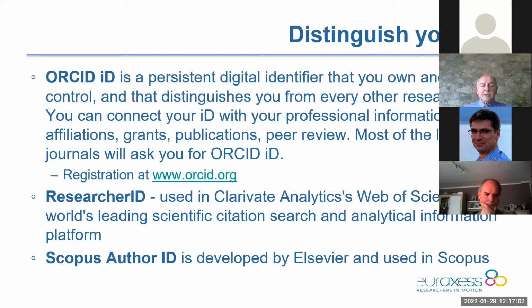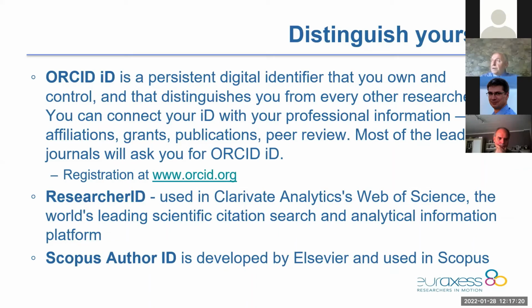Our second possibility is to have a researcher's ID used in Clarivate Analytics Web of Science. Web of Science is the biggest platform for citation search and analytical information. And finally, another similar platform is the Elsevier Scopus platform. The functionality of both platforms is more or less the same. And also, if you register on Scopus, you will get your author ID. So those are three IDs that can help you to distinguish yourself. My recommendation is to use all of them.